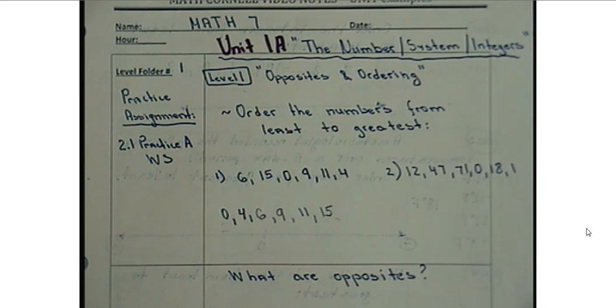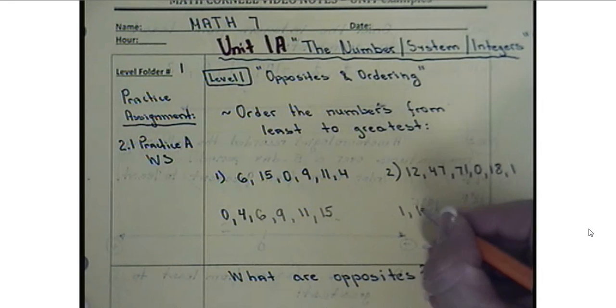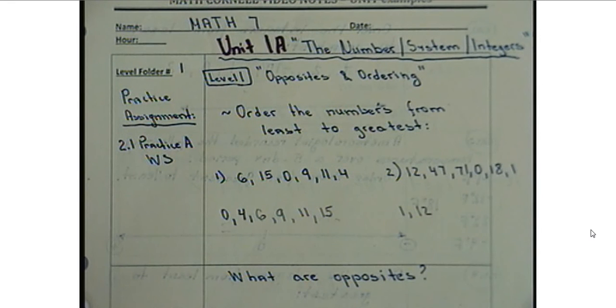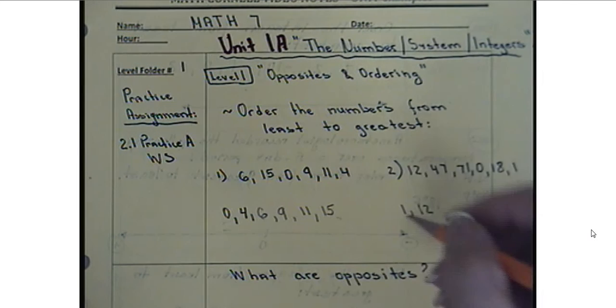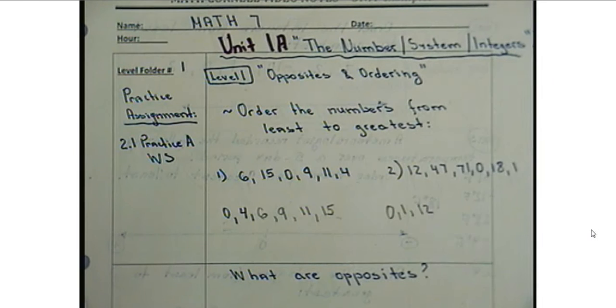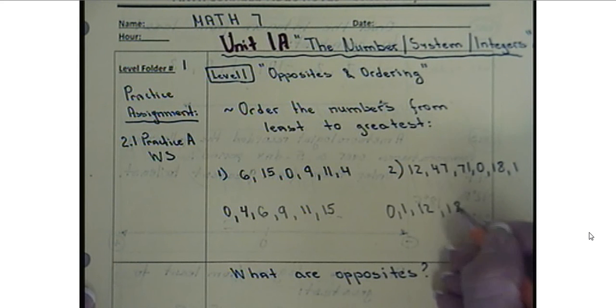How about number 2? Number 2 has 12, 47, 71, 0, 18, and 1. Well, obviously the smallest number here is 1. Then is 12. Oh, hold on. Did I miss something here? Yes, I did. We have 0. So 0 is the very small number that actually will go first, because that will be the least number of the whole given number line. So we have 0, 1, 12. Then will be 18. Then will be 47, and then 71.